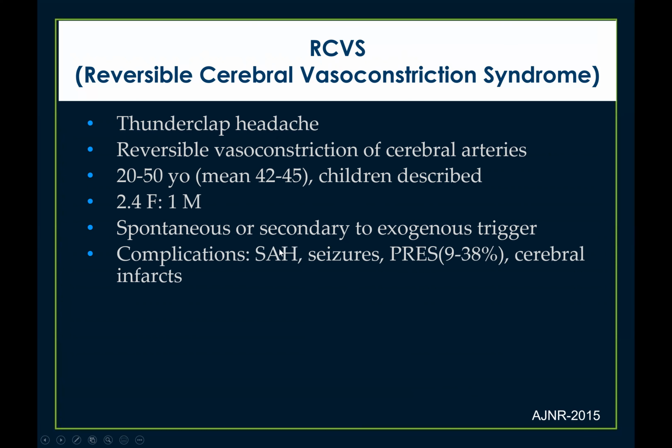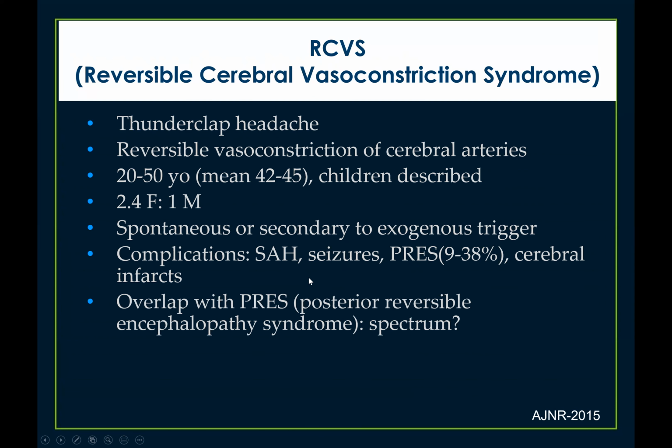Complications are subarachnoid hemorrhage, seizures, PRES, posterior reversible encephalopathy syndrome, and cerebral infarcts. The overlap with PRES is such that some authors actually believe that it is part of a spectrum, RCVS and PRES.